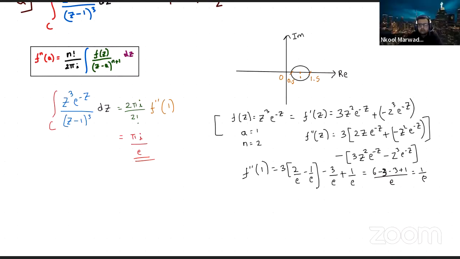Now we will discuss the next concept. Next concept is Cauchy's residue theorem.